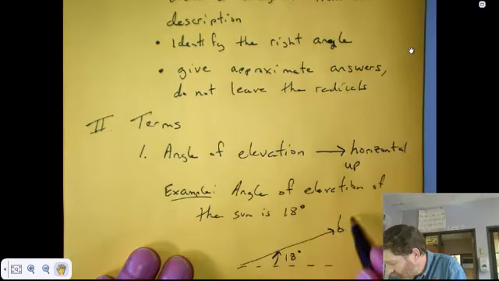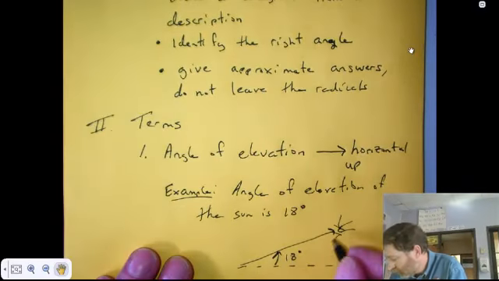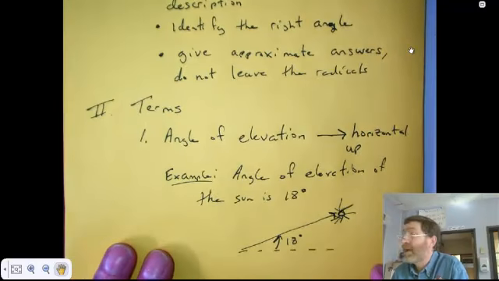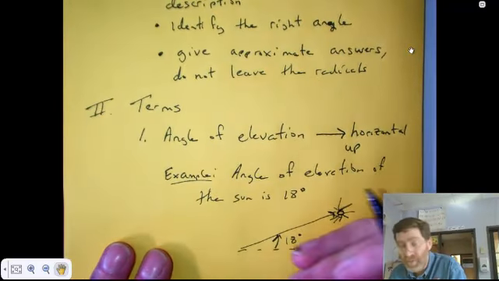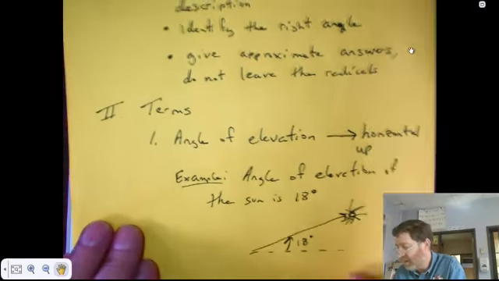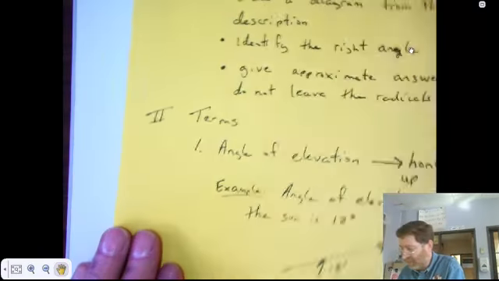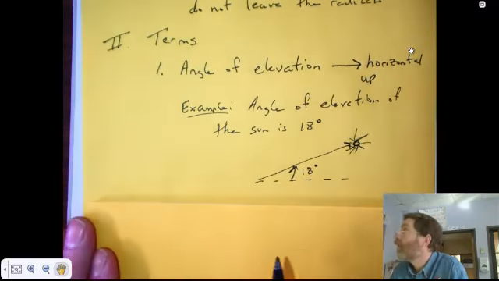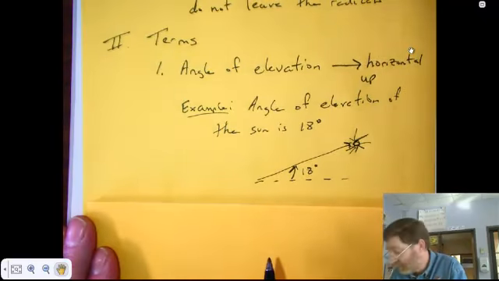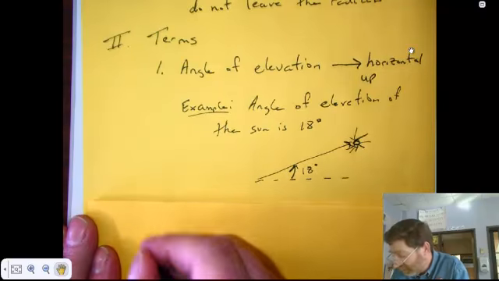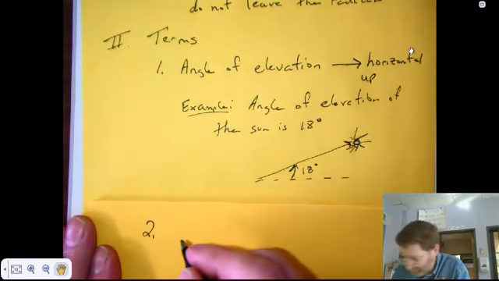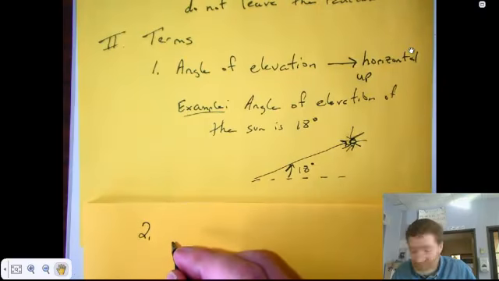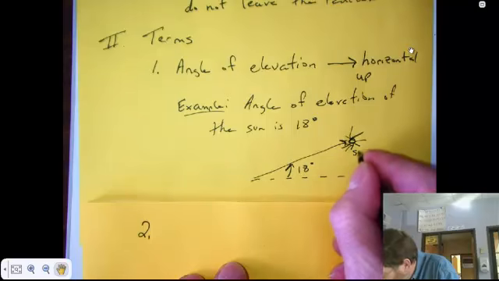And here's the sun. Not a very good sun. But. So angle of elevation is from the horizontal up. The kind of the opposite of that is called the angle of depression. What? It doesn't look like a sun. Why? What is it? I don't know. It's just a blob. Okay, so label it the sun, so we know it's the sun.